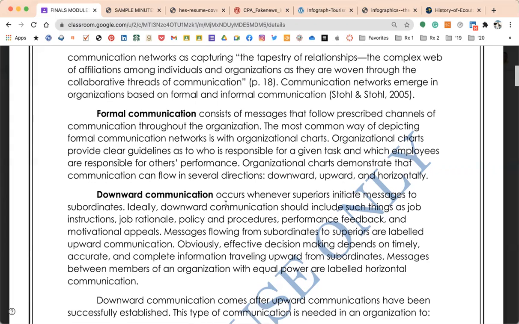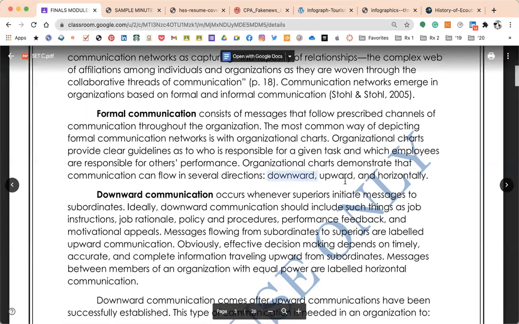So when you talk about formal communication, there are clear guidelines on who is responsible for each task. For example, if it's about grades, go here. If it's about tasks, go here. So there are also terms that you need to memorize: downward communication, upward communication, and horizontal communication.